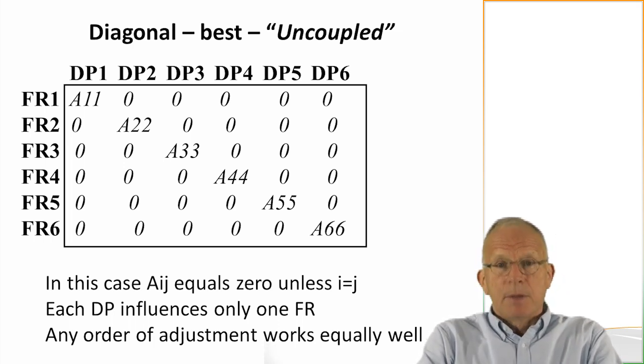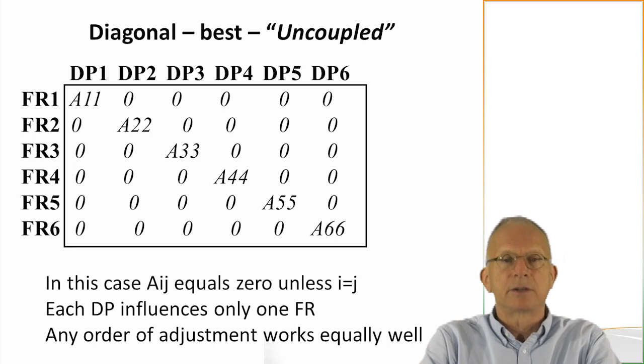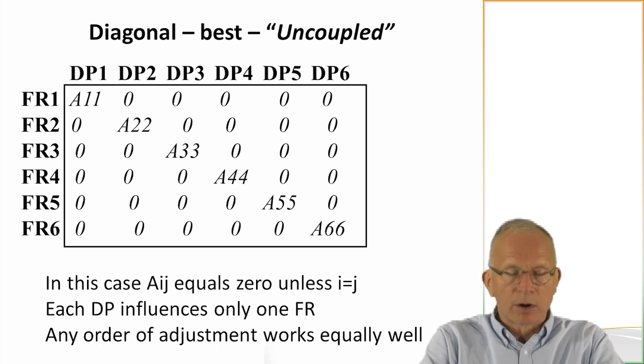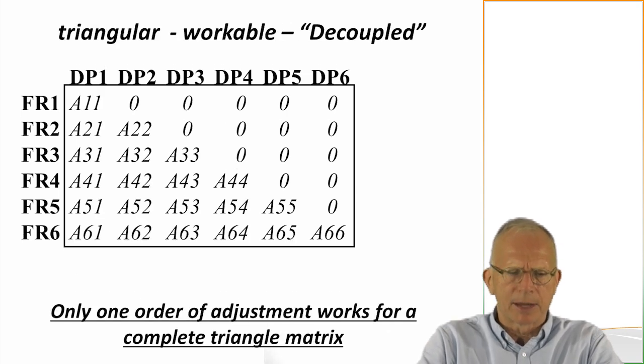Now, the best kind of matrix to have is uncoupled. It's a diagonal matrix, and that means that all of the off-diagonal terms are 0. So in this case, what we're representing mathematically is that each DP influences one and only one FR, so that I can change each DP only influencing the one FR, and any order of adjustment works fine, because no influence of a DP will take some other FR out of adjustment. We'll take a look at what that looks like right now.